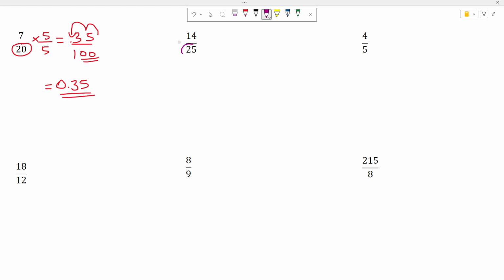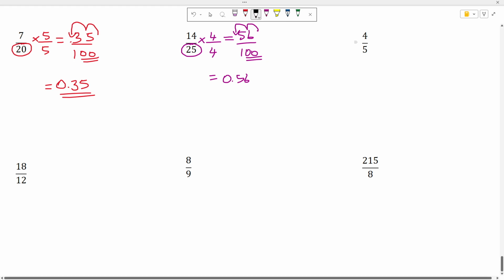Again, we see that 25 can be changed to 100 by multiplying by 4. So we're going to multiply both the numerator and the denominator by 4. Now 14 times 4 is going to give us 56 over 100. Again, guys, 56 over 100, there are two zeros, so we're going to go 2 places to the left and put a decimal right there. So the answer is going to be 0.56.